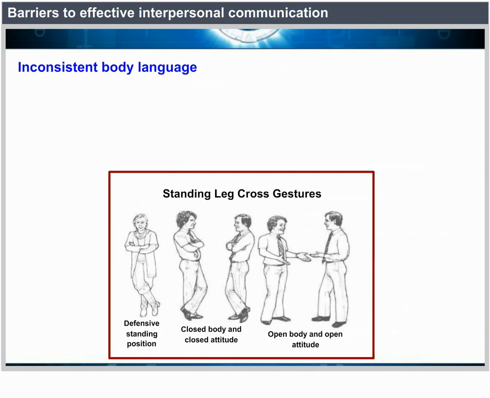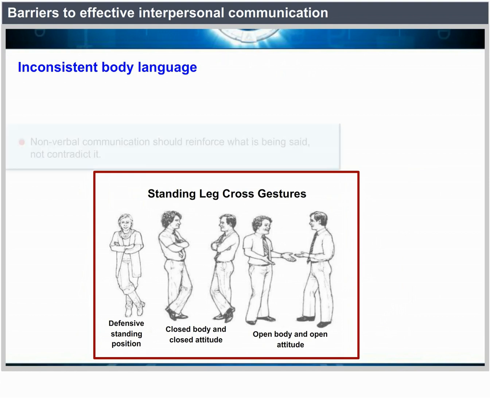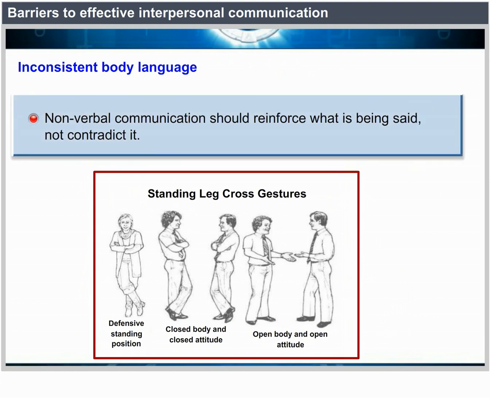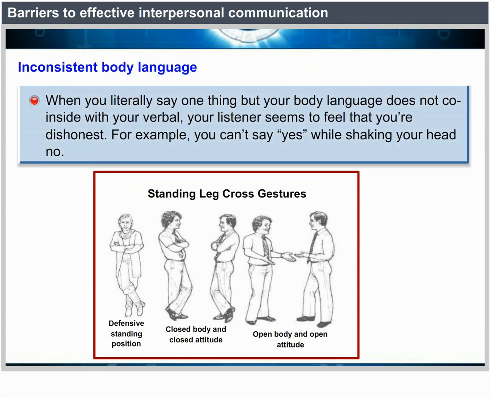Inconsistent body language. Non-verbal communication should reinforce what is being said, not contradict it. If you say one thing, but your body language says something else, your listener will likely feel you're being dishonest. For example, you can't say yes while shaking your head no.